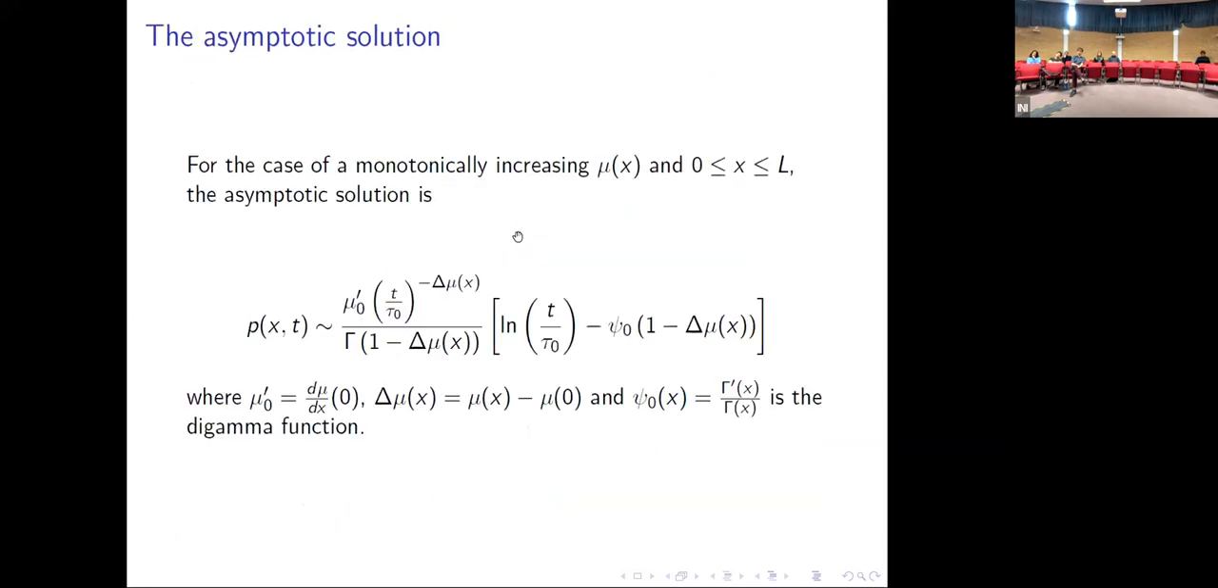We can actually solve this. We can solve the original variable order fractional diffusion equation for long times, and we end up with, again, a very funny looking asymptotic representation of the solution.